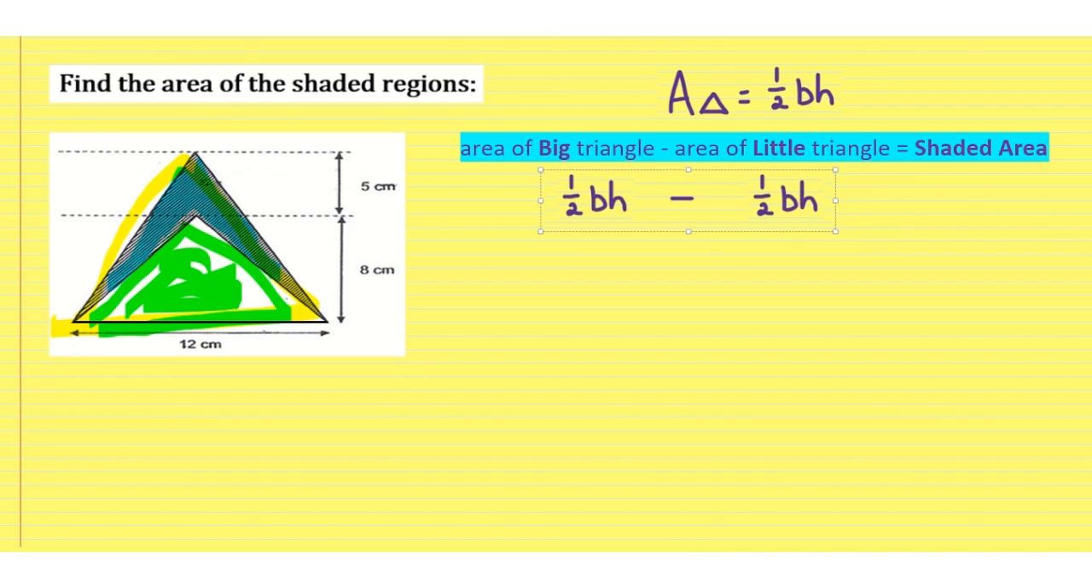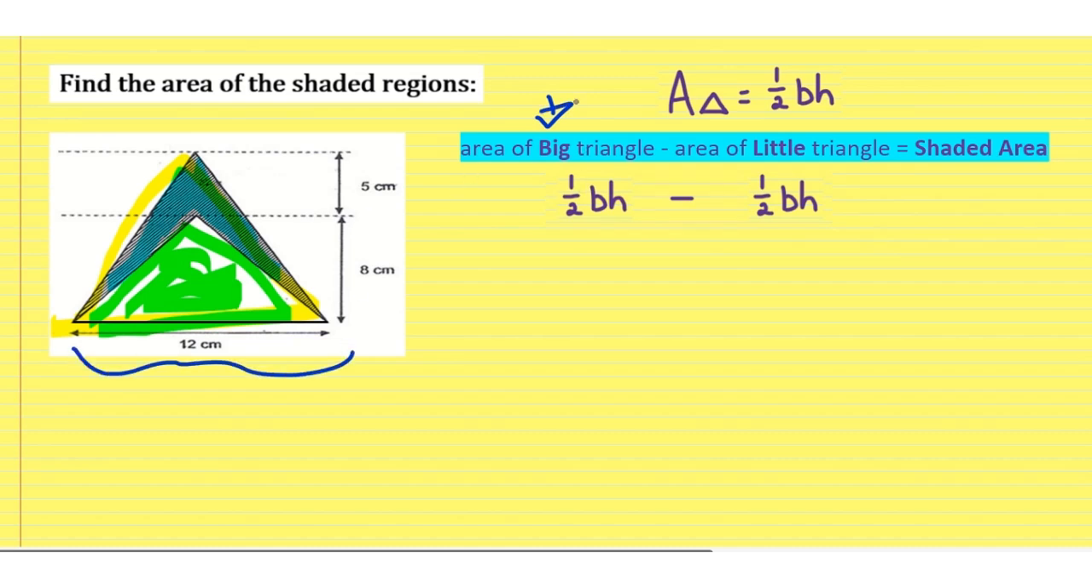Okay, so the base, we have to understand that the base of the big triangle, the one we're looking at first, is going to be the 12 centimeters. But it also is the base of the smaller triangle. So both the large triangle and the smaller triangle have the same base. So the height will be different though.